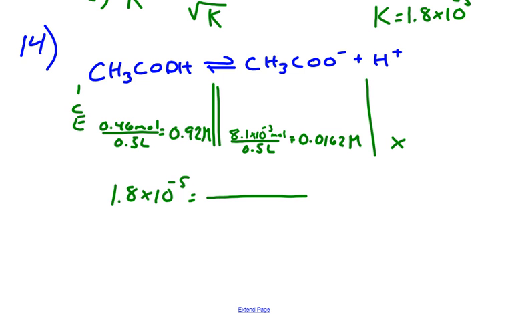And now I'm going to just plug it in. This is the right side. These are my products. So I have 0.0162 times X over 0.92. Would it have mattered if I did not divide it by 0.5 liters?